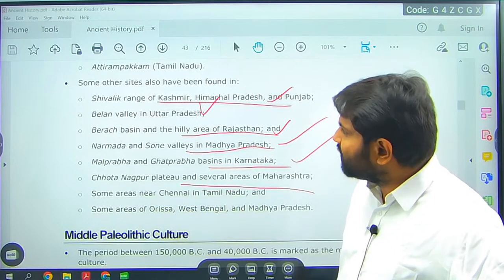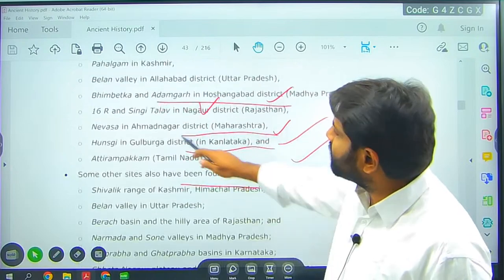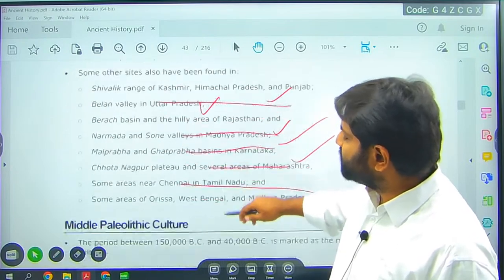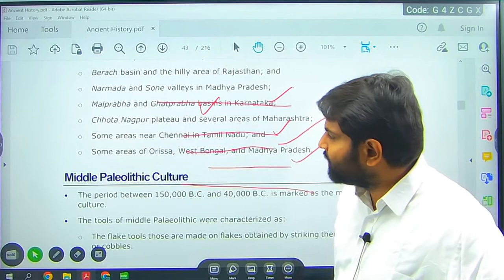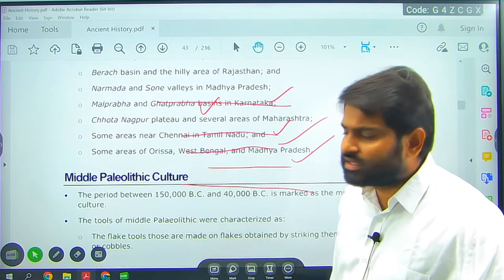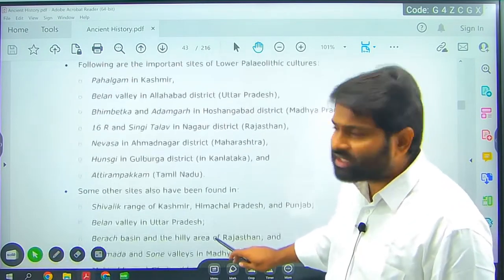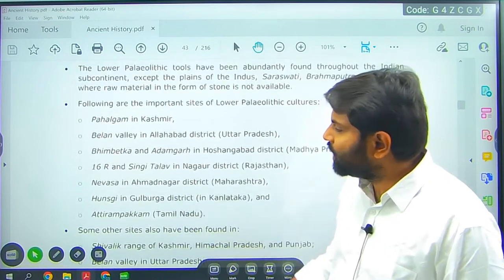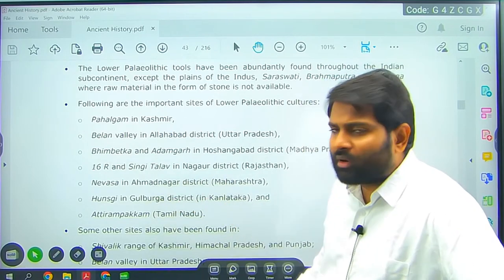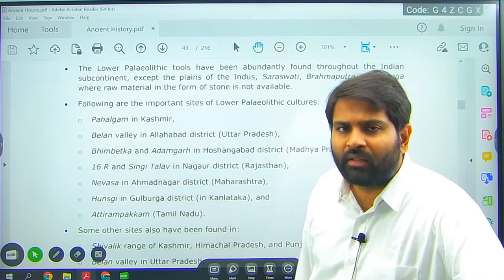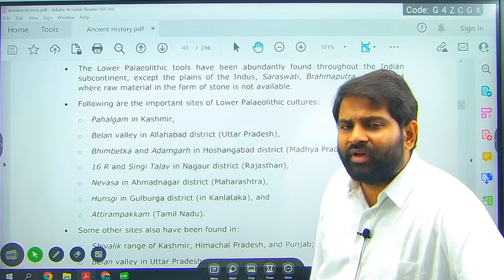As I said, Maharashtra is a part of a plateau clearly, and 16R is available in Rajasthan, sorry, not Maharashtra. Some areas near Chennai, Tamil Nadu, which is Attirampakkam, etc. Some areas in Orissa, West Bengal and Madhya Pradesh. These are the important areas of Paleolithic age. So mainly remember the south one, Attirampakkam, Hunsgi in Gulbarga, Karnataka, Nevasa in Ahmednagar in Maharashtra, Rajasthan, Bhimbetka or Adamgarh in Madhya Pradesh, Belan Valley, and similarly Pahalgam in Kashmir. These are the different sites available in Paleolithic age.